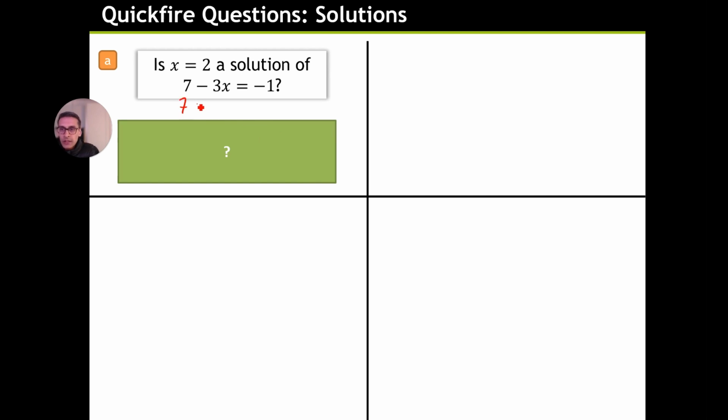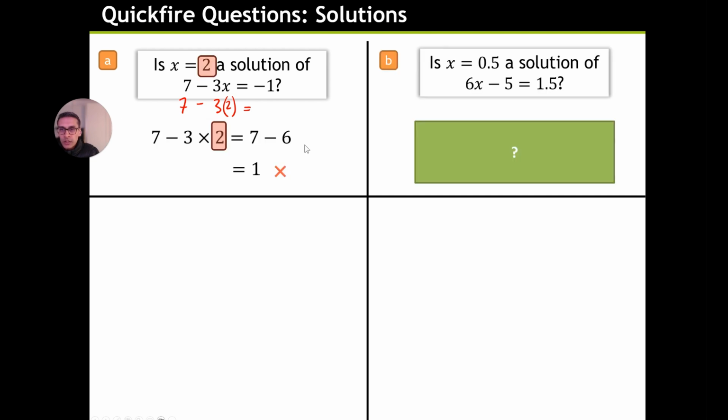So 7 take away 3 times 2. So that becomes 7 take away 6. That is not going to equal -1. It's going to equal +1. So this is not a solution.